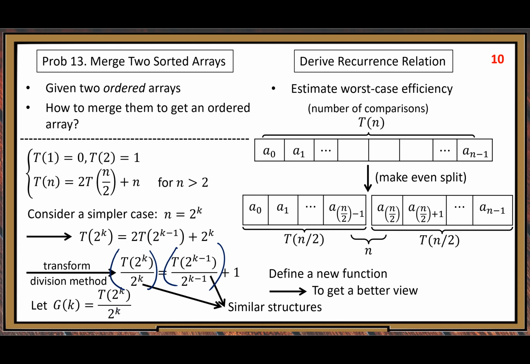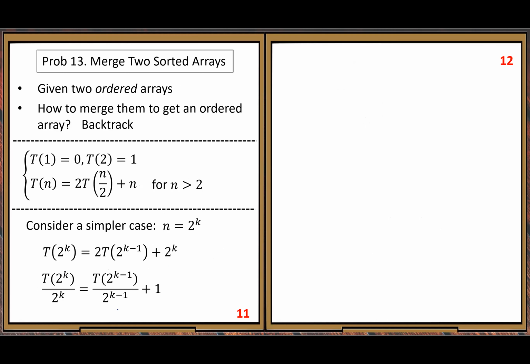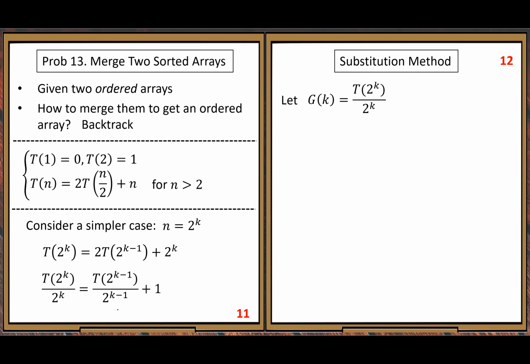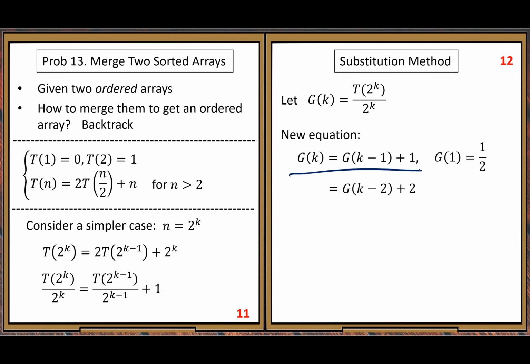Because after this substitution, we will get an easier new recurrence relation. Look at that, how simple it is. This recurrence relation can be solved easily.